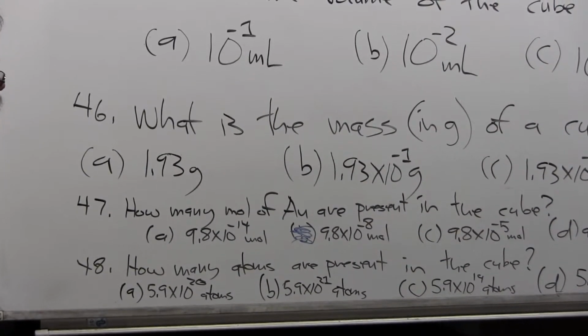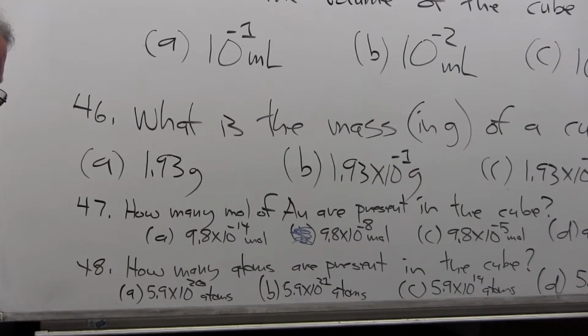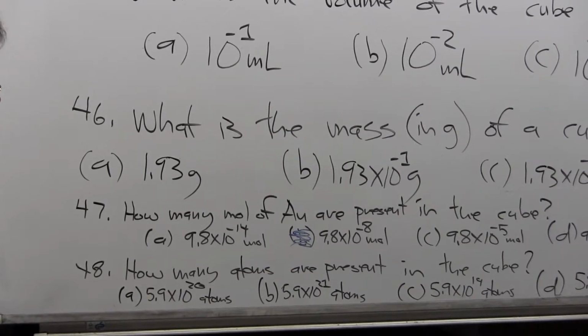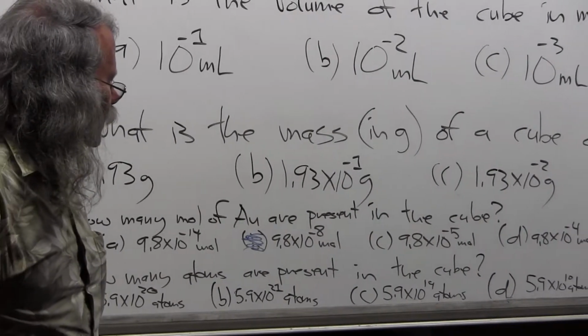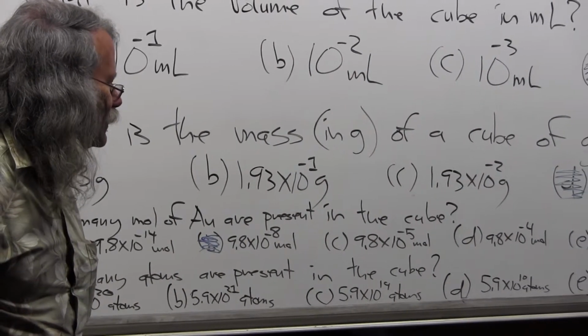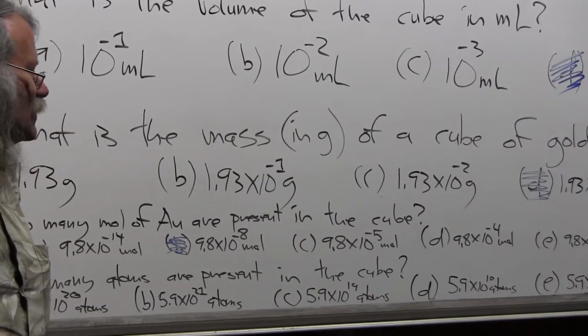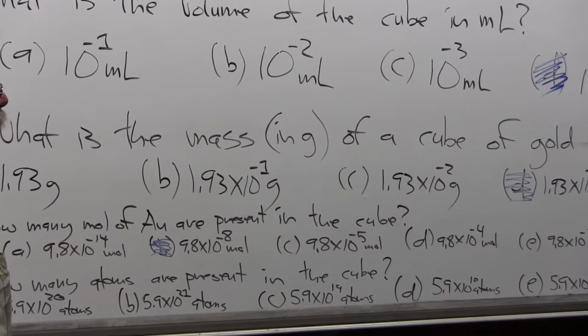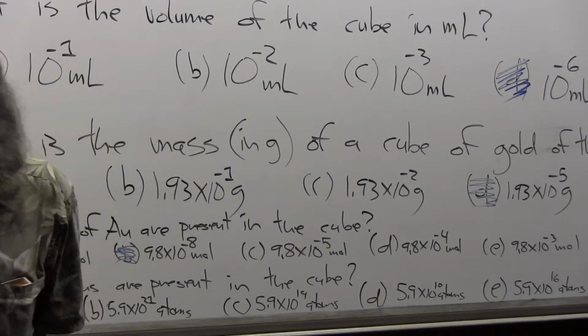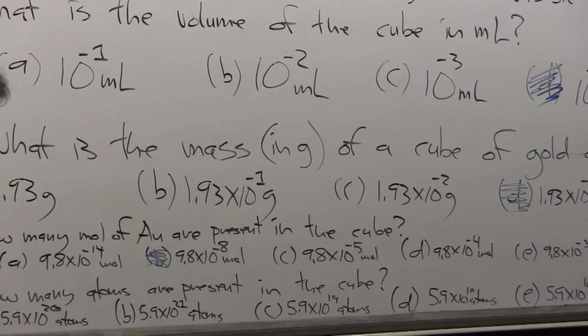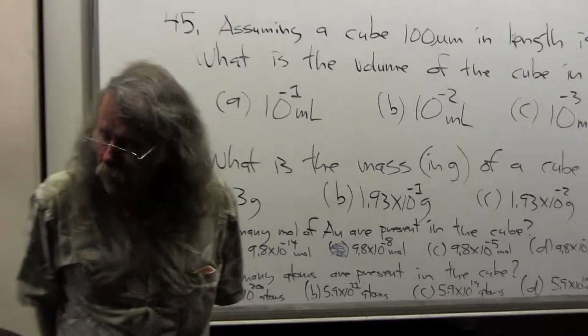And so now for number 48, how many atoms are present in the cube? And the options are A, 5.9 times 10 to the 20, B, 5.9 times 10 to the 21, C, 5.9 times 10 to the 19, D, 5.9 times 10 to the 10th, or E, 5.9 times 10 to the 16th atoms. And so let's go and see what we've got.